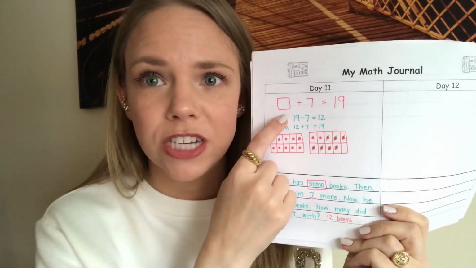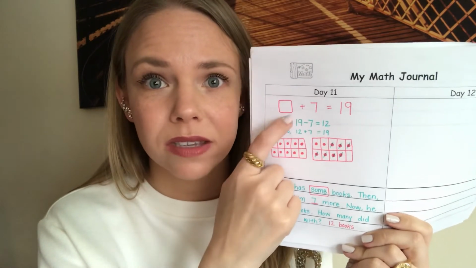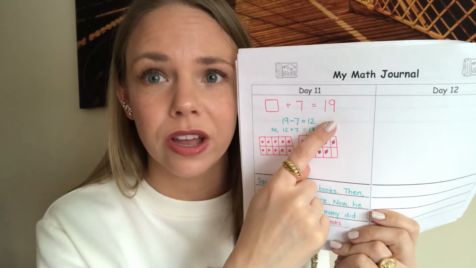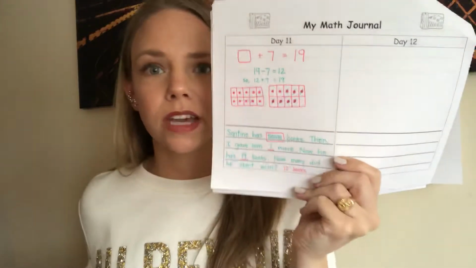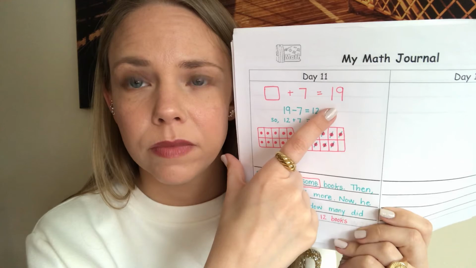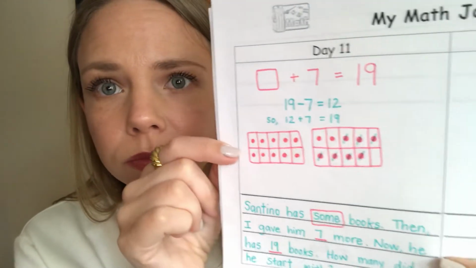So I used my strategy of starting with a box because this is a start unknown problem. I gave him 7 more books and he has 19 altogether. I decided to show my work with 10 frames. Here I used a number bond, but here I decided to use 10 frames. Remember, there are multiple strategies when we are adding, subtracting, and solving word problems, okay? So here I showed you the number 19 because that is my whole, okay?